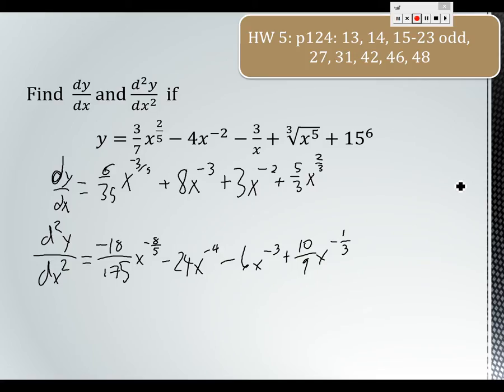Oh, the derivative of 15 to the 6th. That's 6 times 15 to the 5th. Oh wait, no. Right, it's just a constant. Keep in mind what the variable that we're taking the derivative with respect to is, and all that. Make sure you understand what we were asking for here. Of course, we're asking for the second derivative.